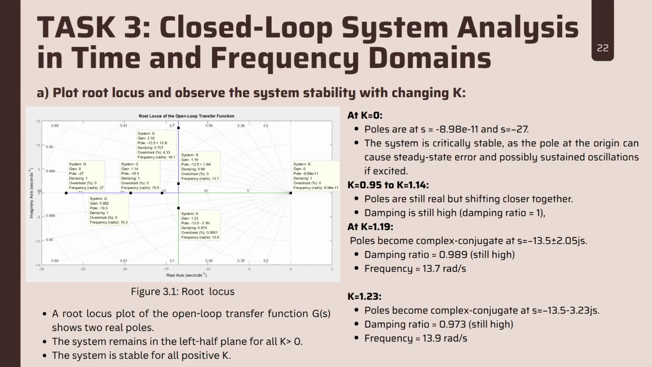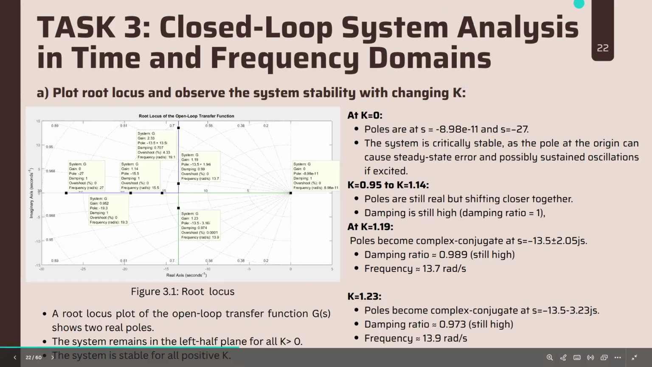First, at K equal to 0, the poles are at S equal to negative 8.98 exponent negative 11 and S equal to negative 27. So the system is critically stable. For K equal to 0.95 to K equal to 1.15, the poles are still real but shifting close together, so the damping ratio is 1.